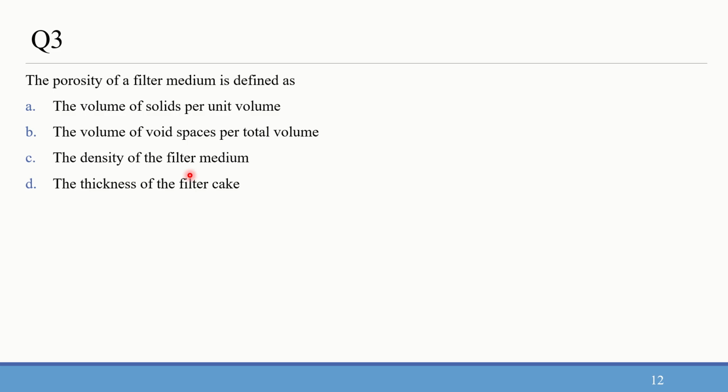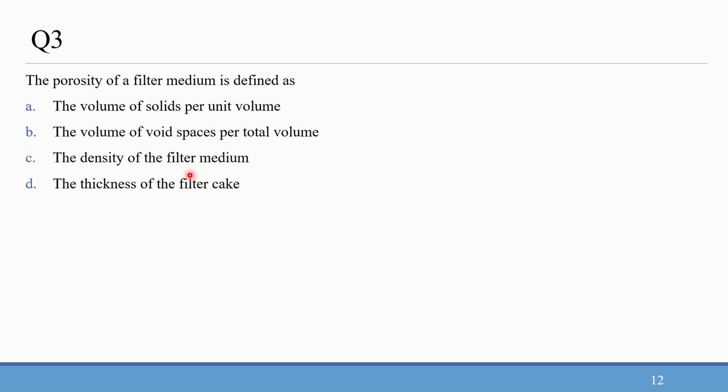So what do we mean by porosity? We just mean the volume fraction of pores in the filter medium. How do we get the volume fraction of pores in the filter medium? It is the volume of voids present in the filter medium to the total volume of the filter medium. That is how we define the porosity of a filter medium.